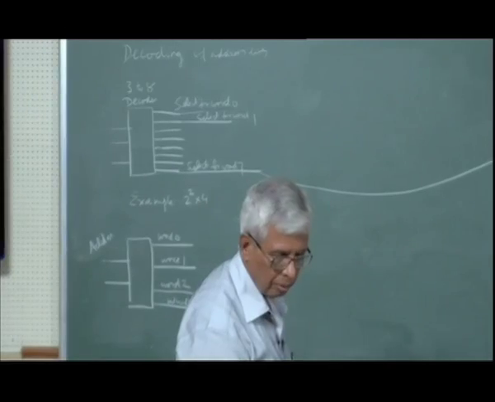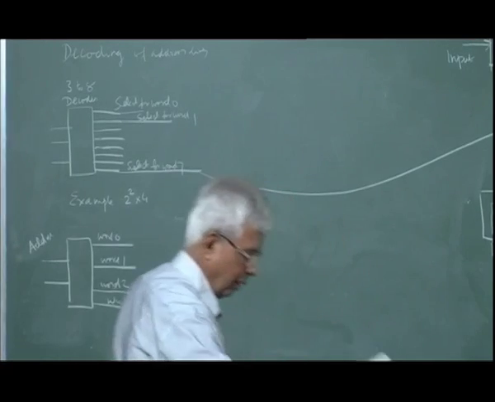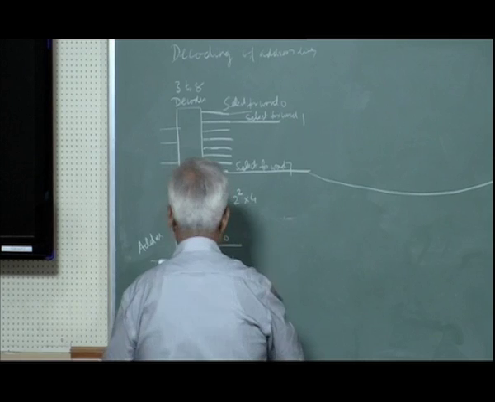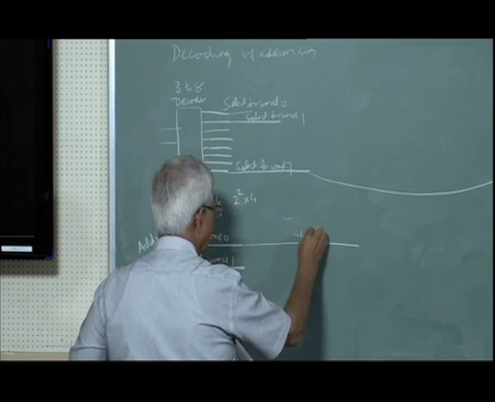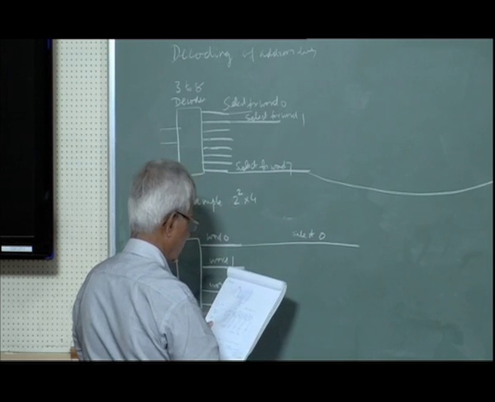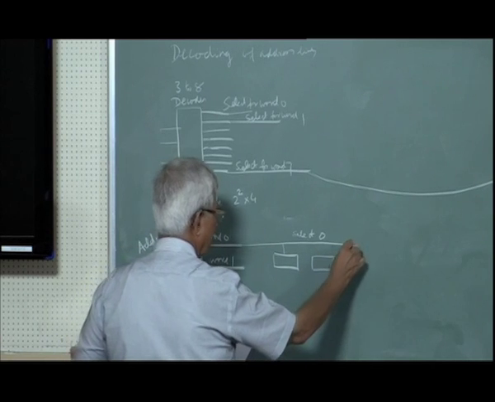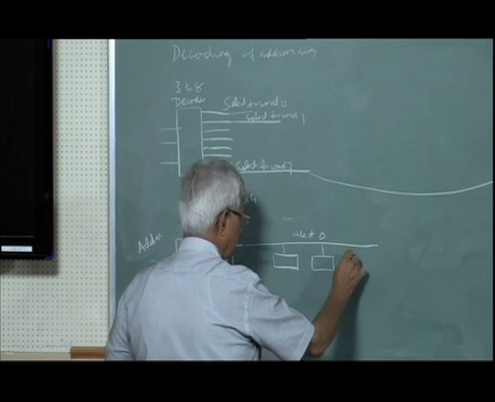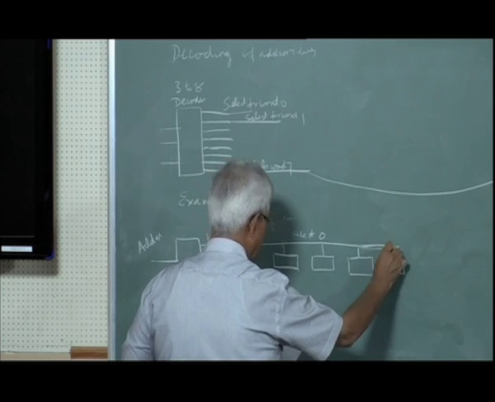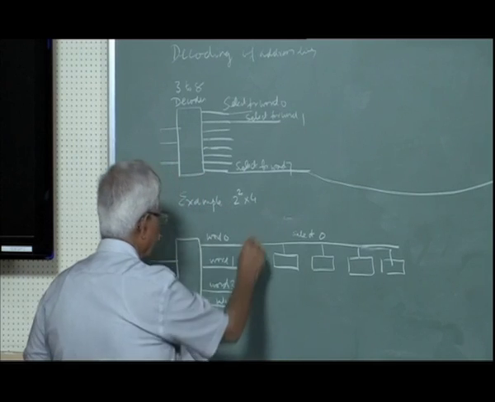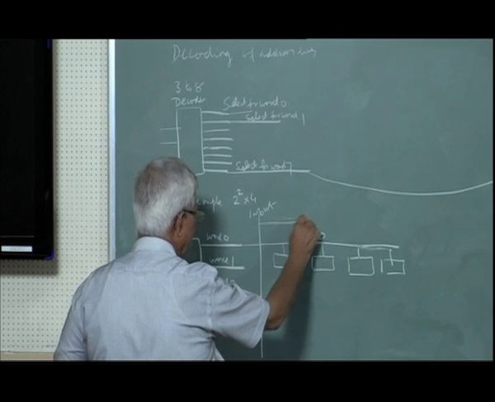Now these select lines: first word 0, select 0. This will be connected to all the 4 cells of the row of word 0. These are the 4 cells. Data input will be different for each cell.